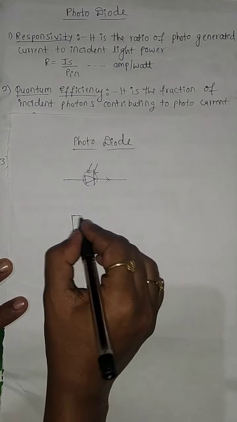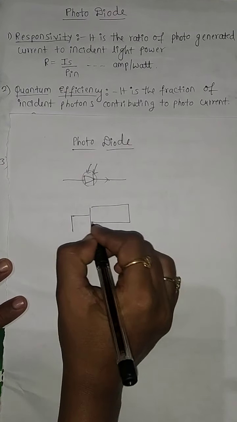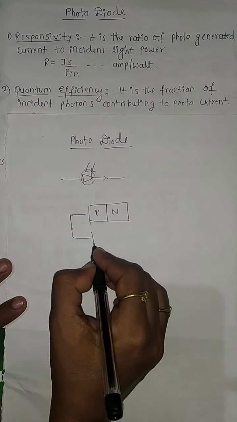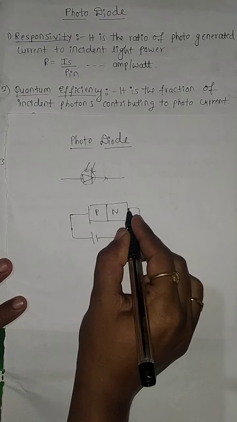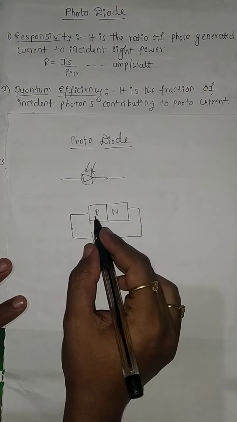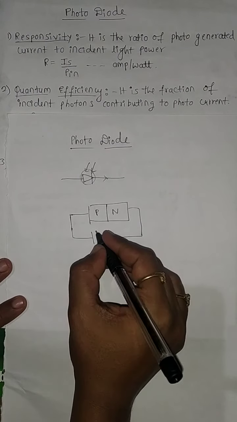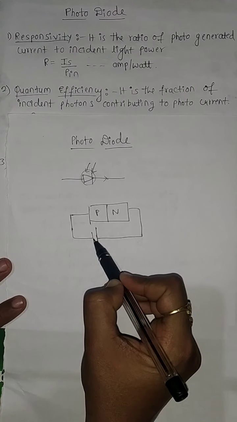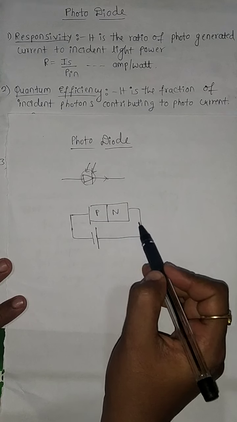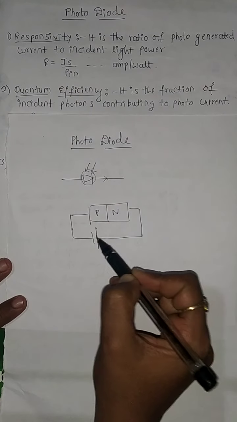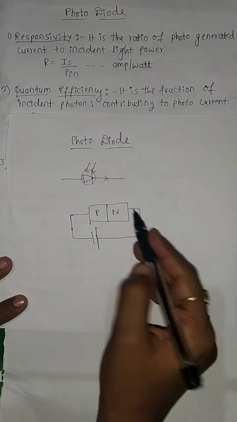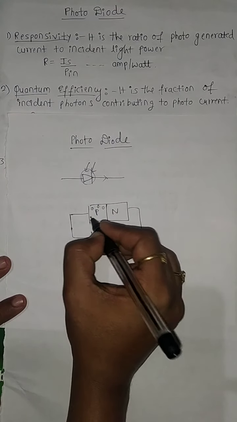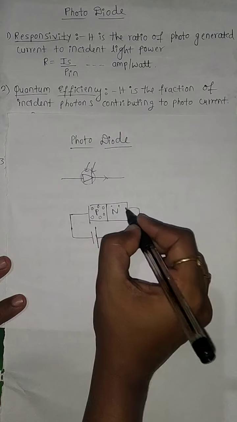How does it happen? When we take a PN junction diode, there will be P-type and N-type material, which is connected to the battery. It is reverse biased. Reverse biased means the P-type is connected to the negative of the battery and the N-type is connected to the positive of the battery. The P-type semiconductor is rich in holes and the N-type semiconductor is rich in electrons.